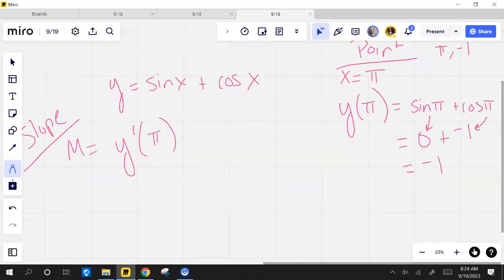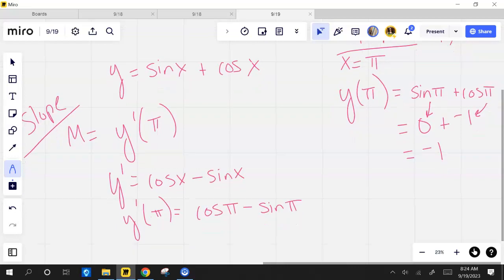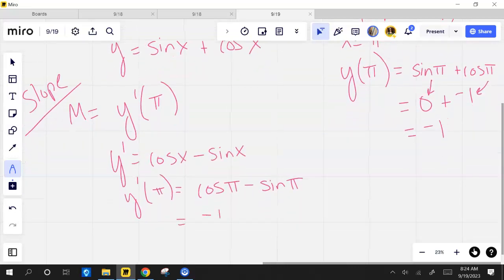Let's do the derivative. What's the derivative of sine x? Cosine x. What's the derivative of cosine x? Negative sine x. So now I'm going to plug in: cosine pi minus sine pi. What's the cosine of pi? What's the sine of pi? 0.